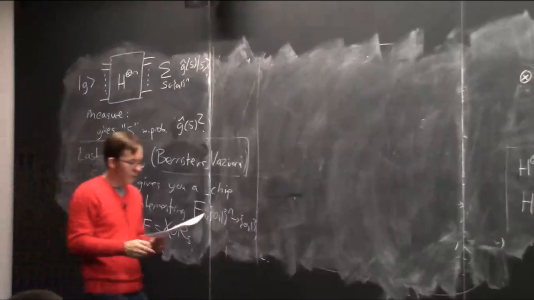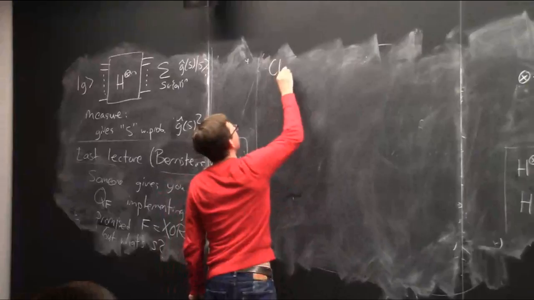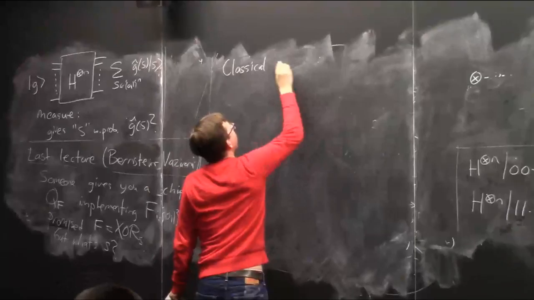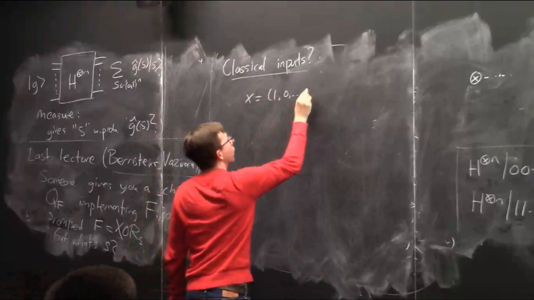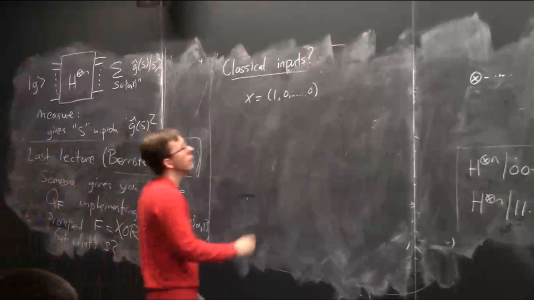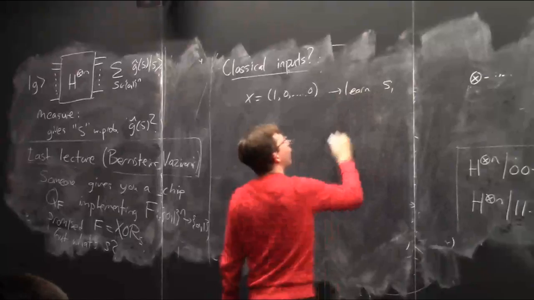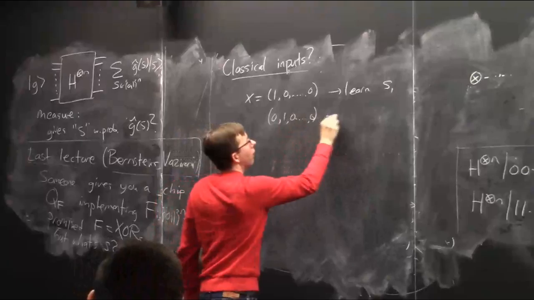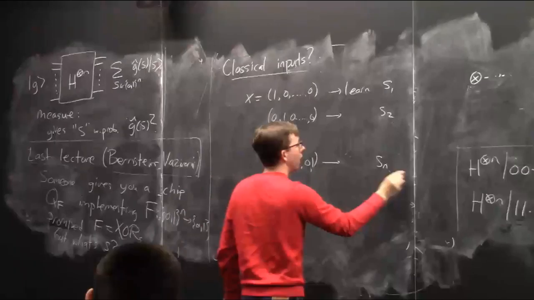So one thing I blurted out at the end last time, before we go straight to the quantum, is: if they just gave you this chip and you could only give classical inputs, if there's no quantum in the world, then what are you going to do? You can plug in x equals 1, 0, 0, and you'll learn S1. Then you could plug in 0, 1, 0, and so on, and you learn S2. And you could plug in, at the end, this input, and you'd learn Sn. And great, now you know S.